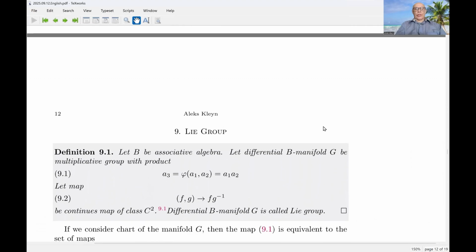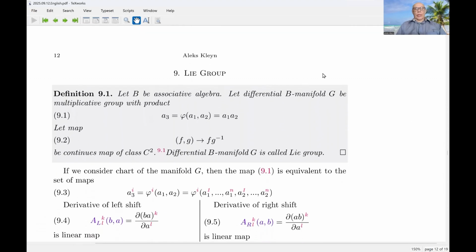Now we are ready to consider Lie groups. Let A be an associative algebra. Let the differentiable manifold G be a multiplicative group with product 9.1. Let map 9.2 be a continuous map of class C2. The differentiable manifold G is called a Lie group.